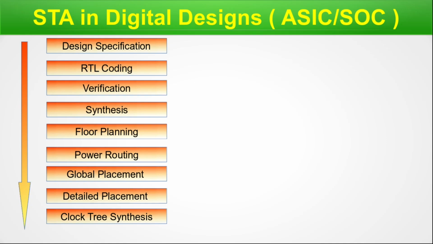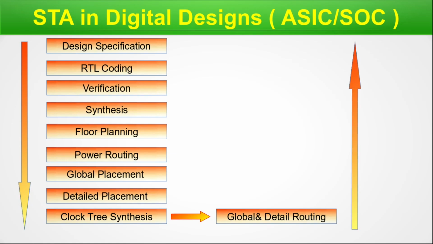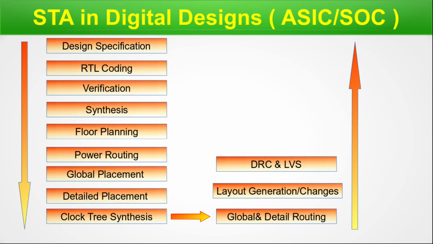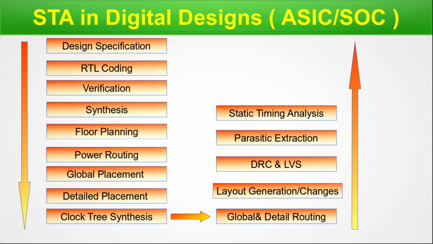Now our flowchart will move on the right hand side with the arrow, and the next step is global and detailed routing. The flowchart will now move upwards. Layout generation or changes. Next comes the DRC and the LVS. At the next stage, once the layout is done, we do the parasitic extraction for a DRC and LVS clean layout.